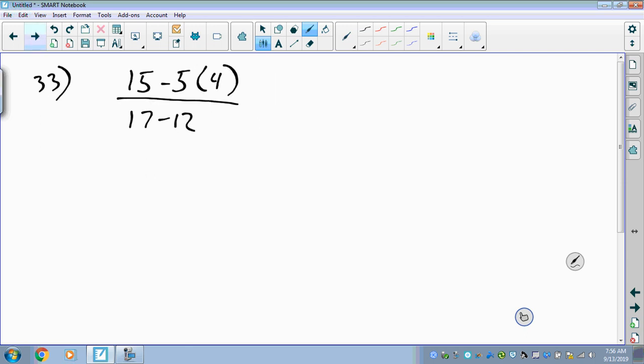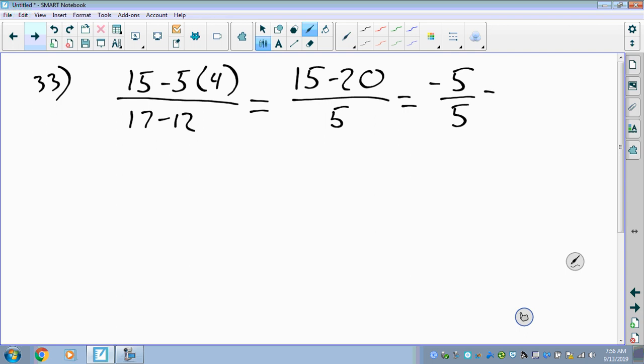Anything on the top of the fraction is automatically in parentheses, so I have to do the whole top and the whole bottom first. You can work with these simultaneously. The first thing you want to do is that multiplication. 5 times 4 is 20, so this becomes 15 minus 20. Since they're both in parentheses, you can do the bottom at the same time. 17 minus 12 is going to be 5. 15 minus 20 is negative 5 over positive 5. That is negative 1.